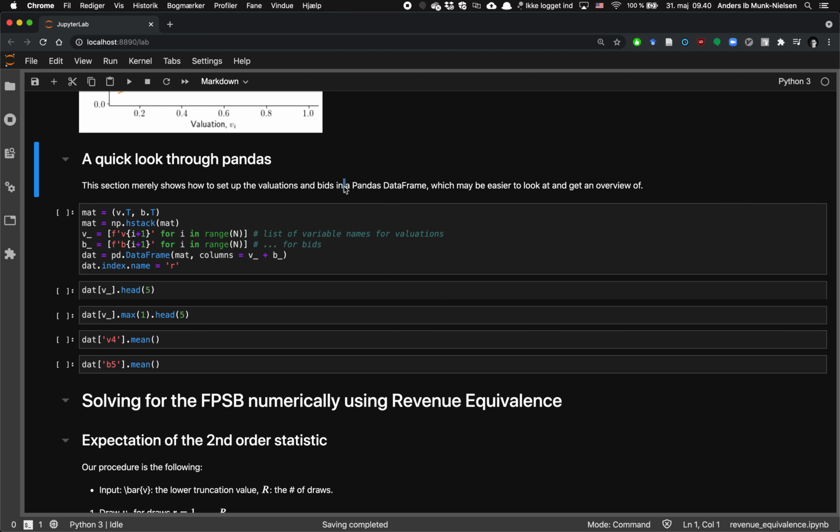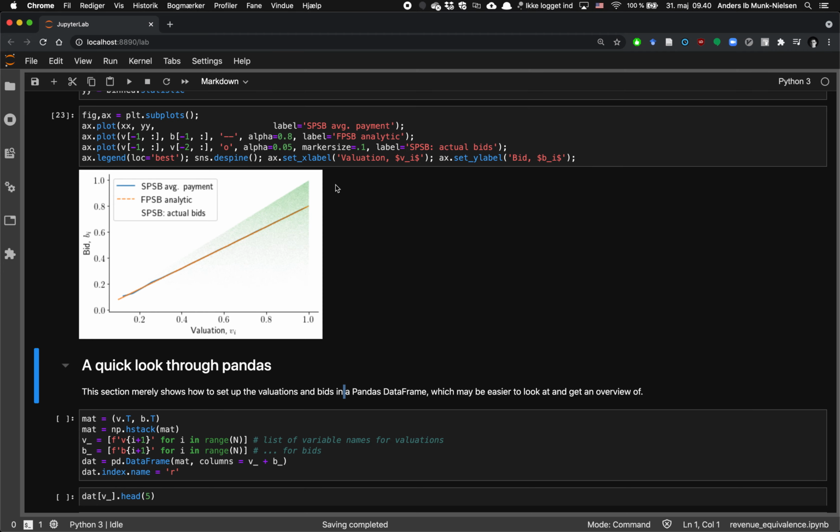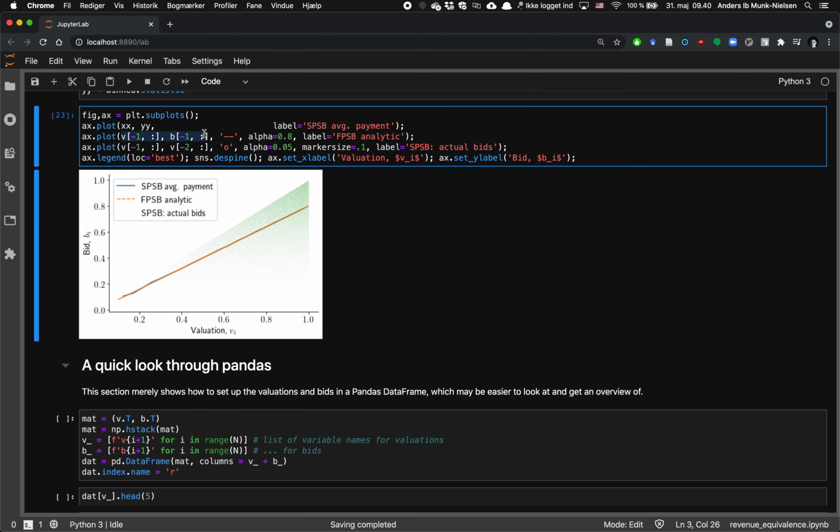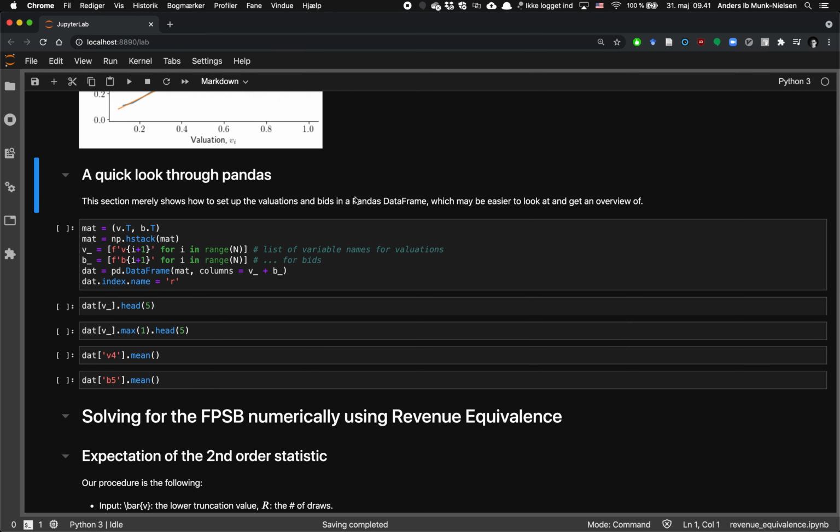And to just give you a bit more insight into how we use these sorted arrays, I wanted to show you how you can put these sorted arrays into pandas data frames, and perhaps that makes it a little bit easier to look at.